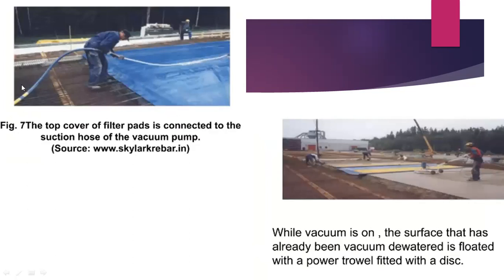Next, we fit the suction pipe hose to the top cover, and this hose is connected to the vacuum pump. In the last picture, the surface has already been vacuumed, and you can see a person who uses a floater machine to trowel and get the finished surface.